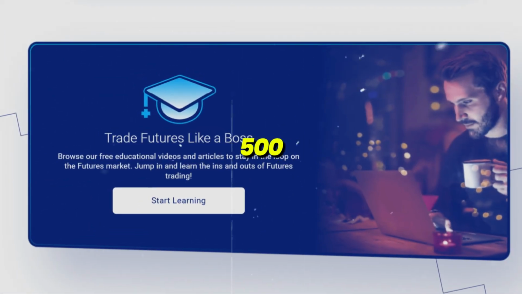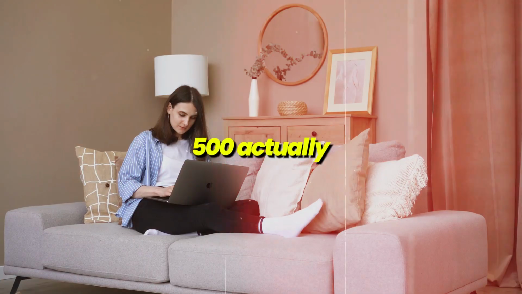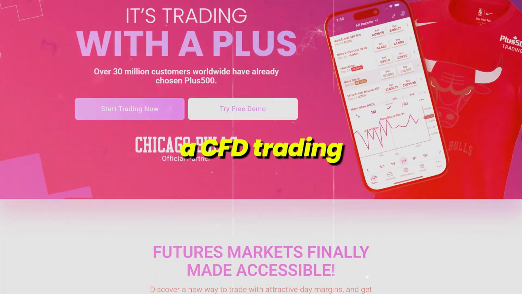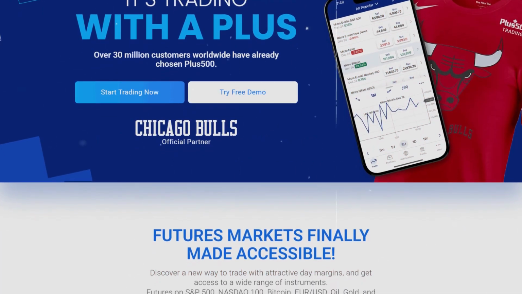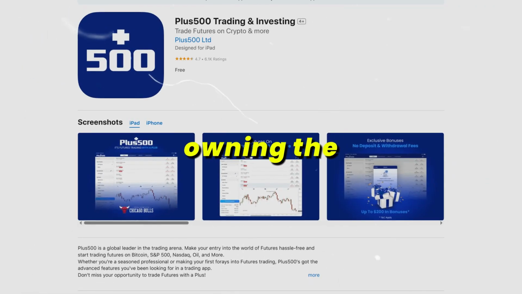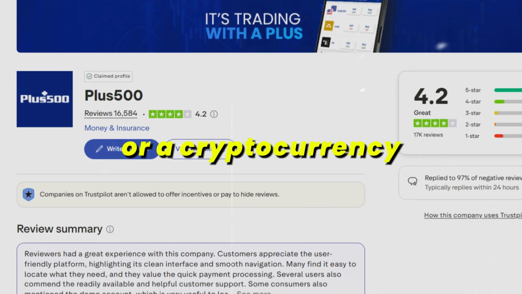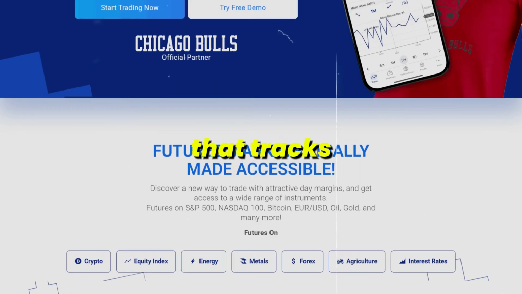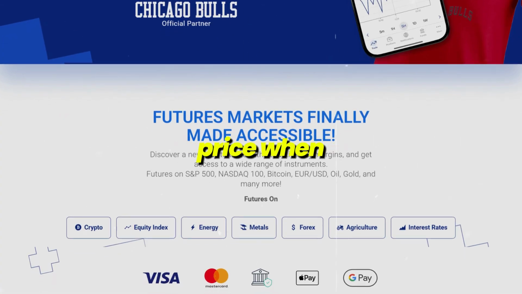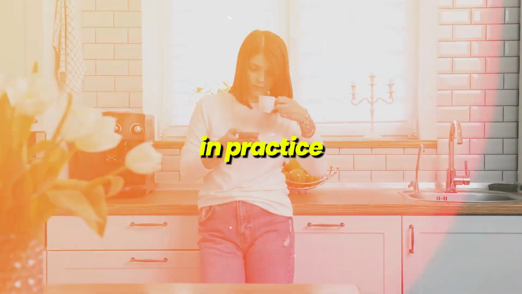If you're new to Plus500, one of the first questions you might ask is, how does Plus500 actually work? At its core, Plus500 is a CFD trading platform. CFD stands for Contract for Difference. Instead of buying or owning the actual asset, like a stock, a commodity, or a cryptocurrency, you're entering into a contract that tracks its price movement. Your profit or loss comes from the difference between the price when you open the trade and the price when you close it.